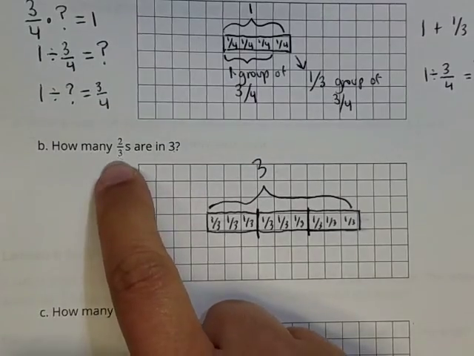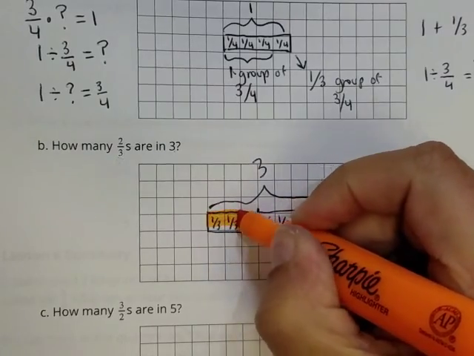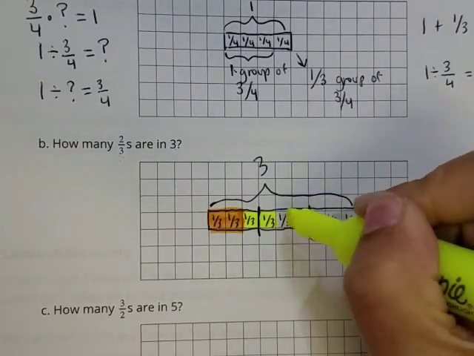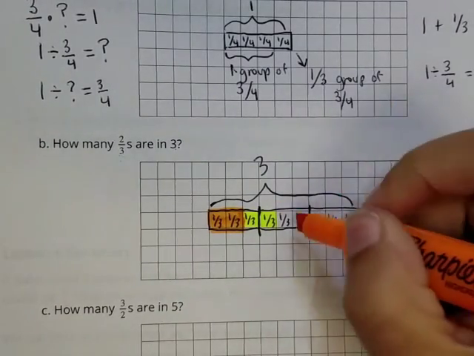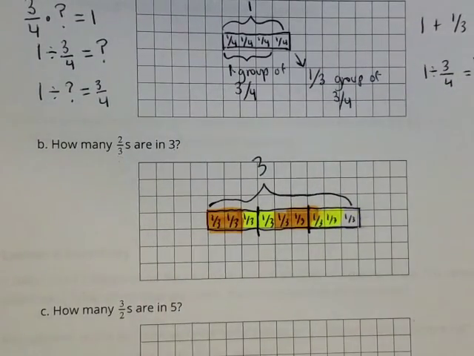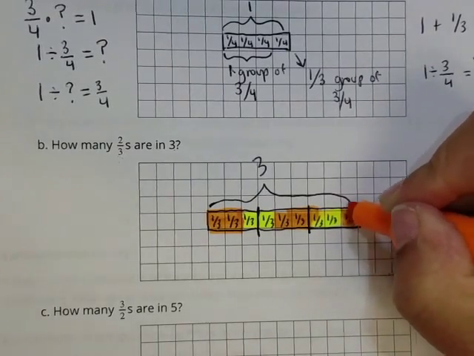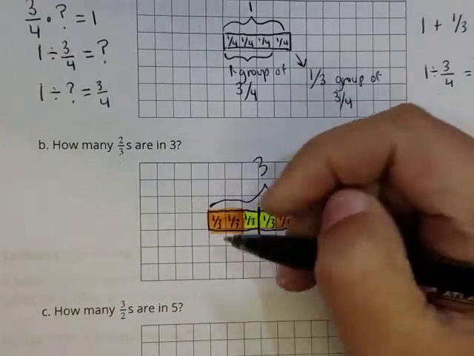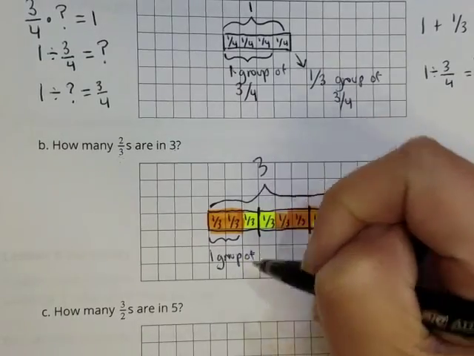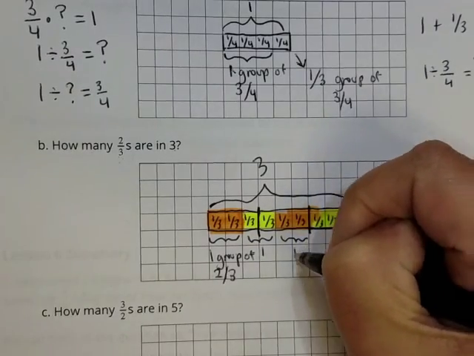All right, the size groups they want are 2/3. So I'm going to use my highlighter because this one is a little bit more challenging. There's one group. There's 2 groups. There's 3 groups. There's 4. And then look what I have left over. I've got a 1/3 left over, but that's not the size of the group. So this counts as one group of 2/3. This counts as one group. This is one group.